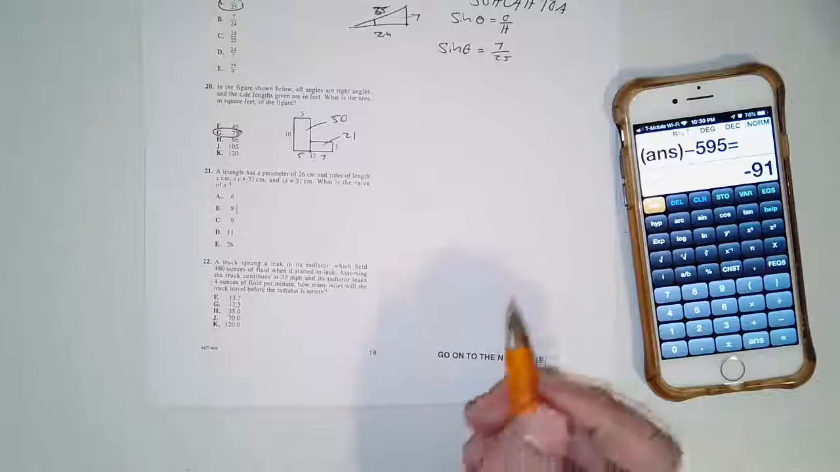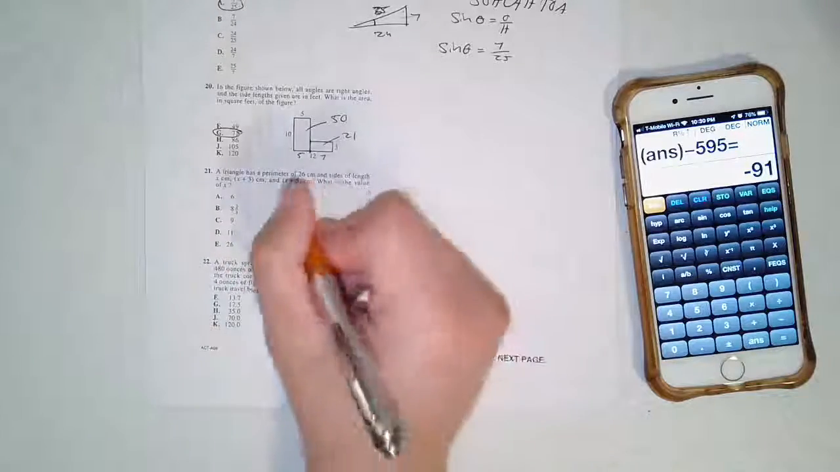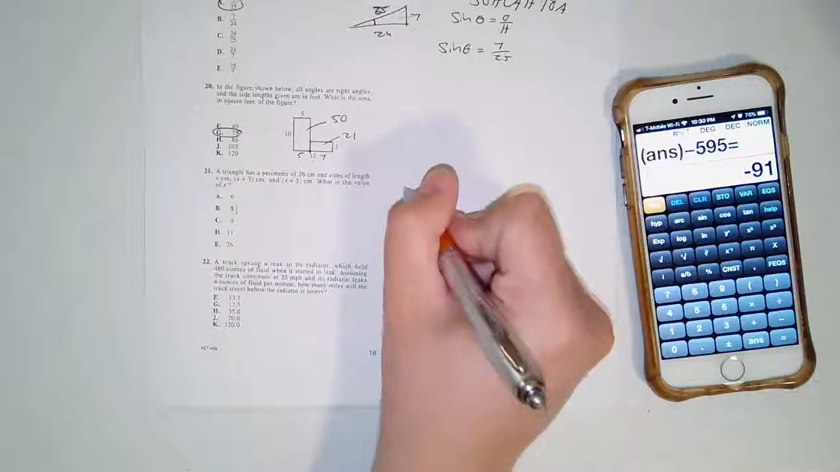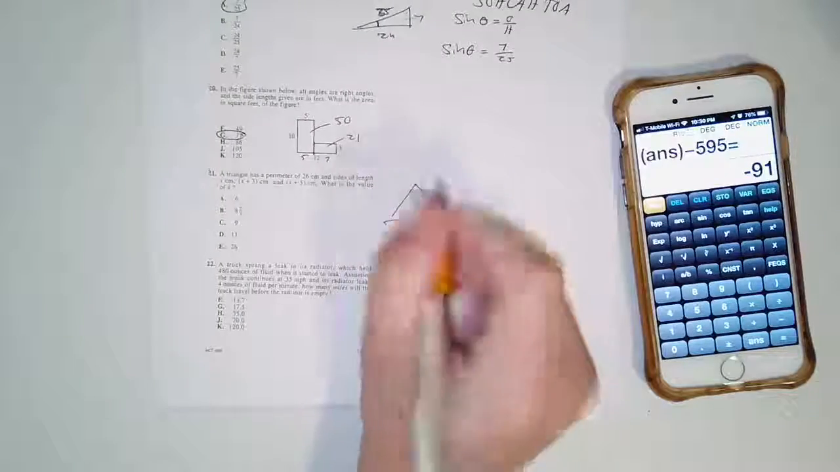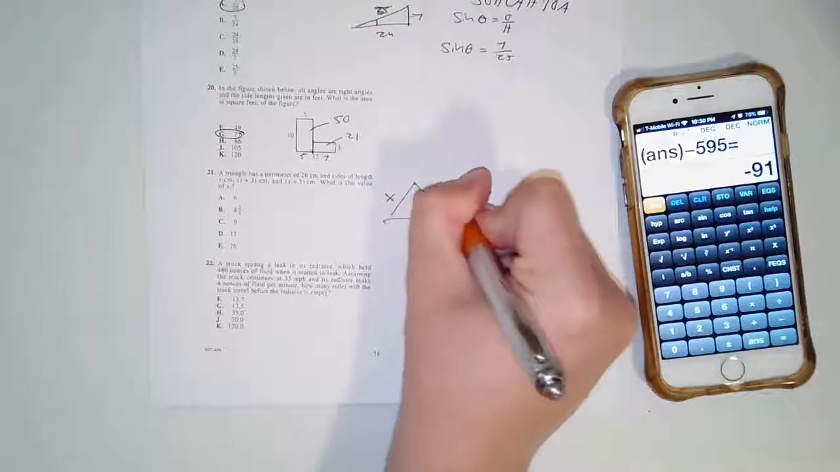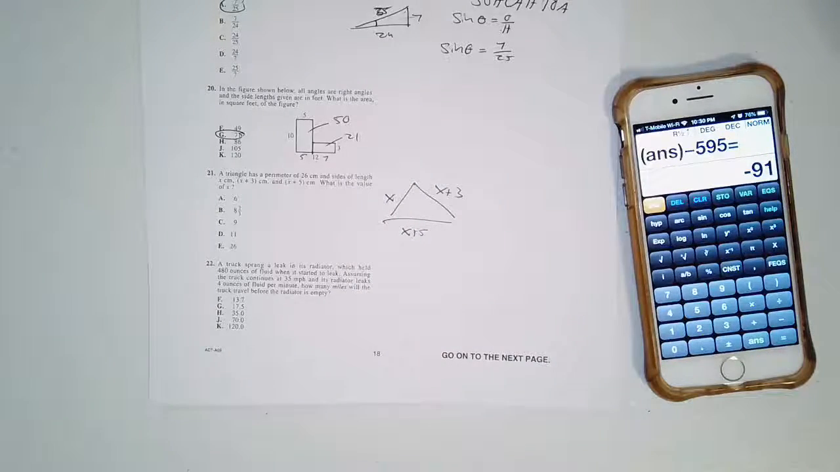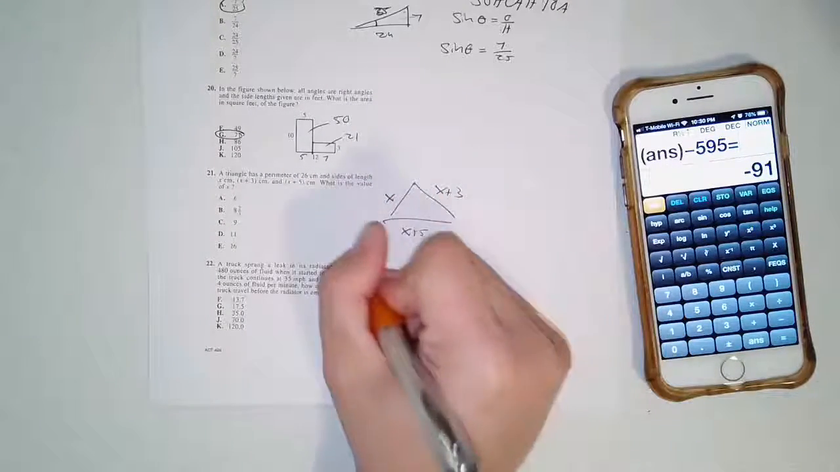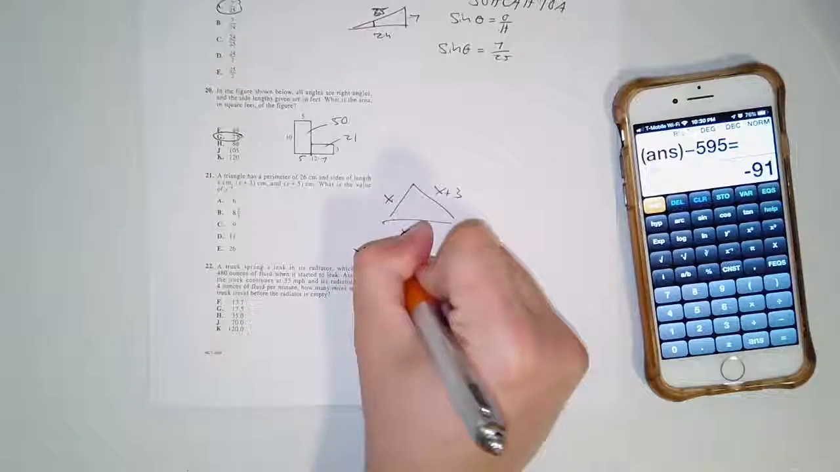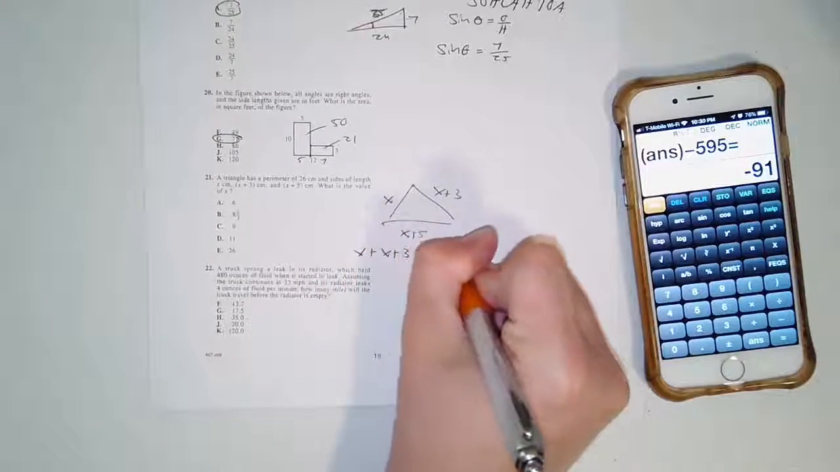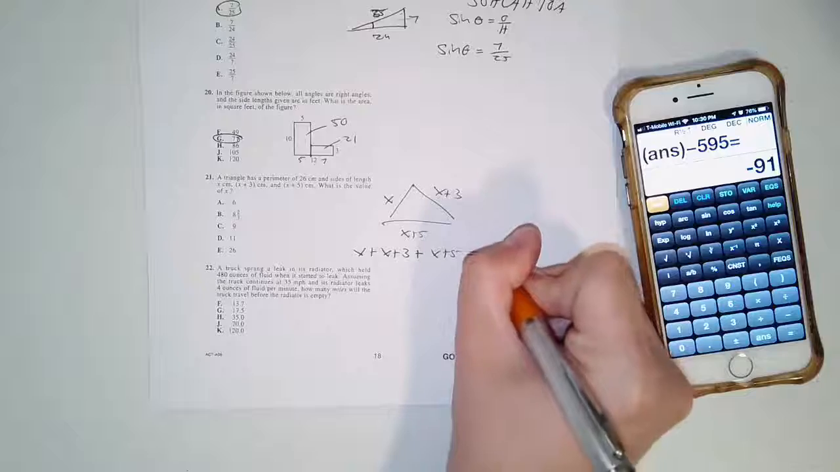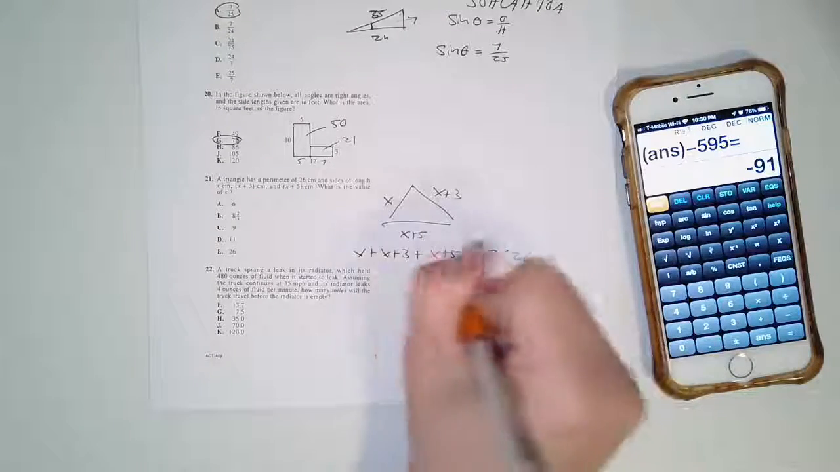A triangle has a perimeter of 26 centimeters and side lengths of x, x plus 3, and x plus 5. What is the value of x? That means we know that x plus x plus 3 plus x plus 5 equals 26. So we can put those together. The 3 and the 5 together make 8.